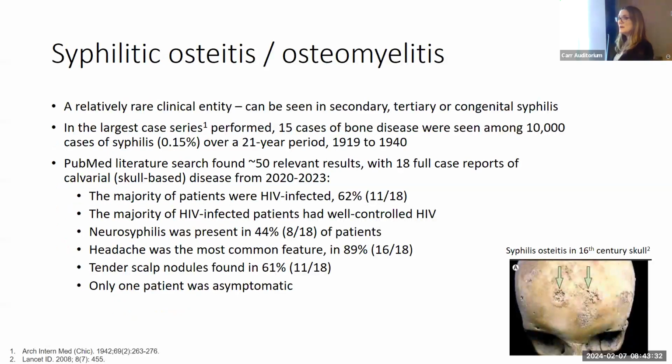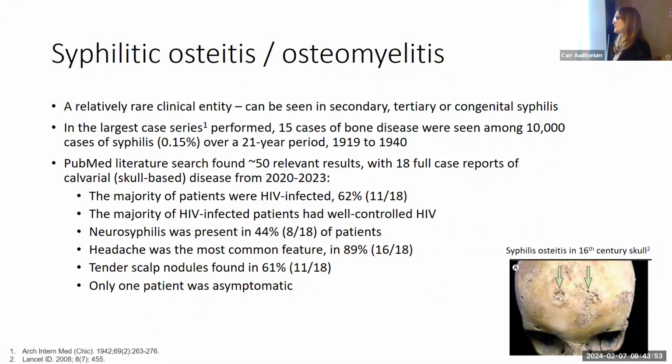All right, so a bit about syphilis osteitis or osteomyelitis. It's a relatively rare clinical entity, although I think whenever we started looking into the literature, there are a lot of case reports of this, but it's really at the case report level. It's most often described in secondary syphilis, but also has been seen in tertiary or congenital syphilis.